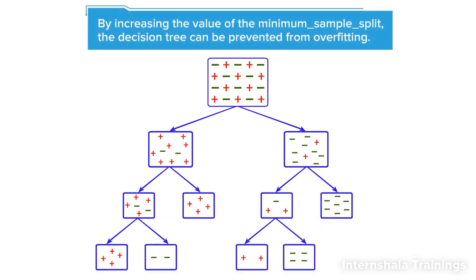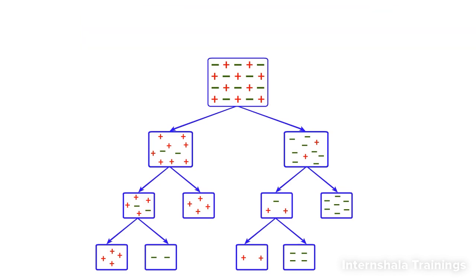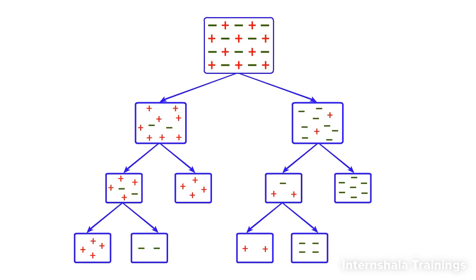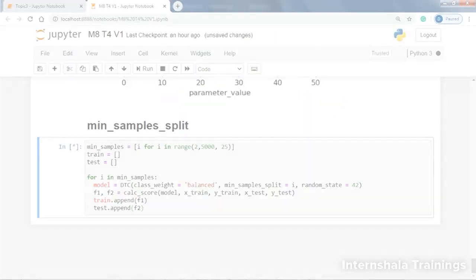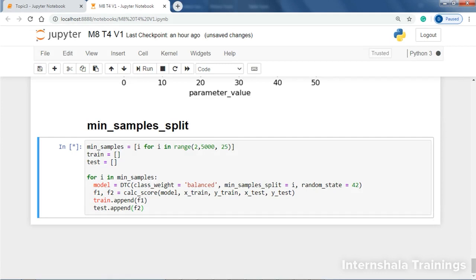By increasing the value of the minimum sample split, we can reduce the number of splits that happen in the decision tree and therefore prevent it from overfitting. In this example, if we increase the min split value from 2 to 6, the resultant tree would look like this.